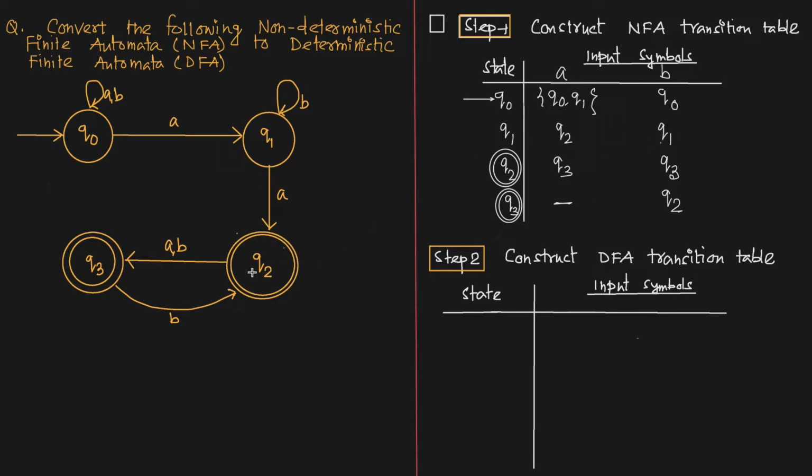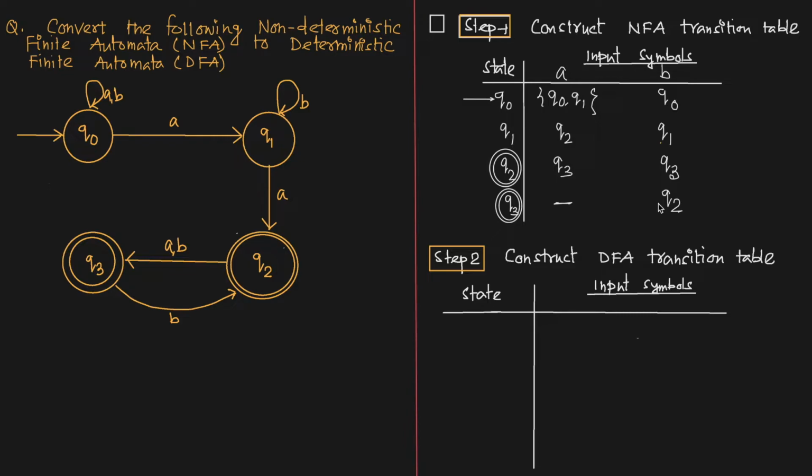Q2 on A goes to Q3. Q2 on B goes to Q3. So this is Q3. Next, Q3 on A, there is no transition, so that is empty. But Q3 on B goes to Q2. So this is Q2. So this is the transition table for NFA.